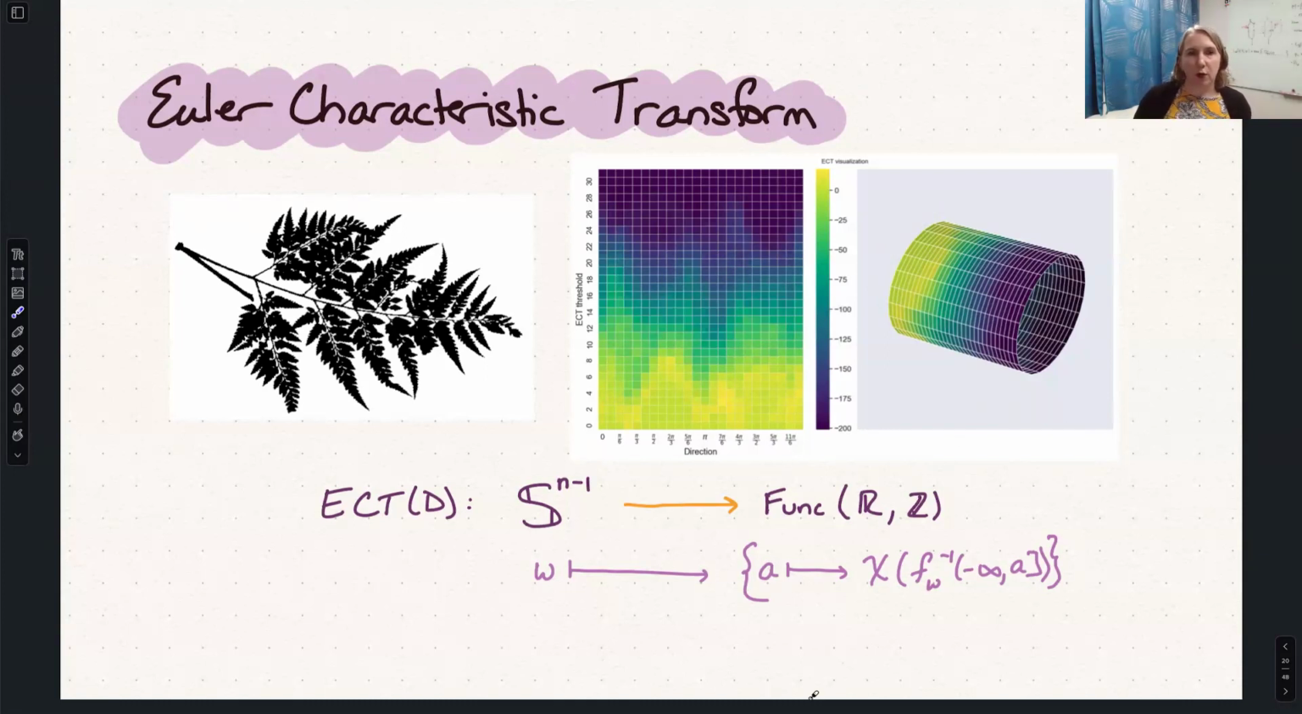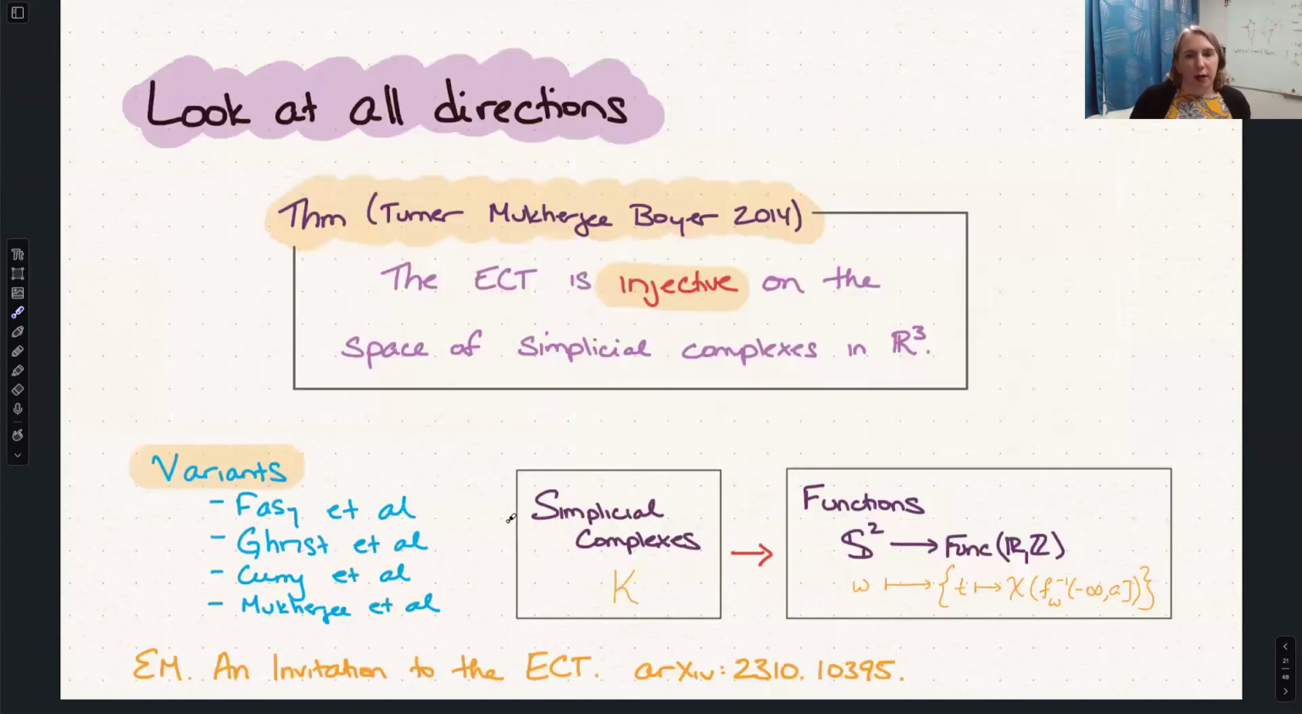Okay, so this is my Euler characteristic transform, or ECT, depending on who you talk to, right? The other thing to point out is this is a beastly function that is dependent on whatever your starting input domain was. Okay, so why do you care? We care because it turns out that this is actually a really nice representation of data.